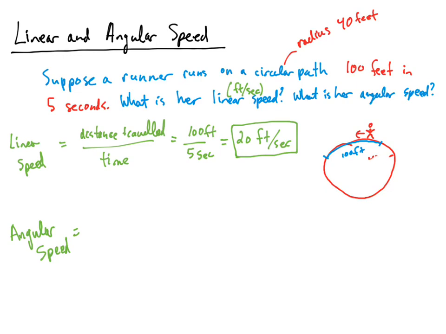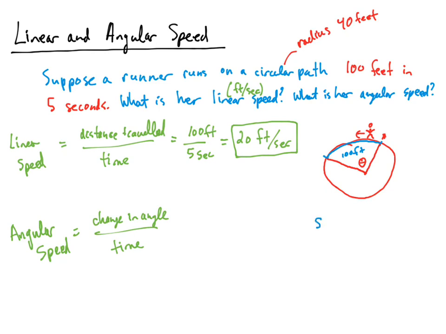So let me redraw what's happening down here. If the runner starts at this position and then runs 100 feet, they end up over here, and there's some angle on the circle that she has passed through. So angular speed is saying what is that angle she passed through divided by unit time. So we'd say change in angle divided by the unit time. So the question is, what is this angle that she has passed through?